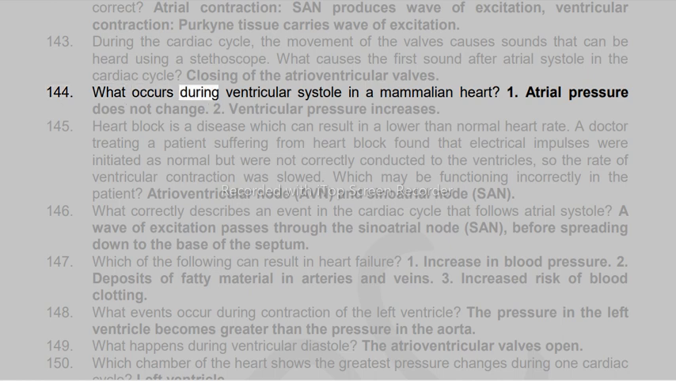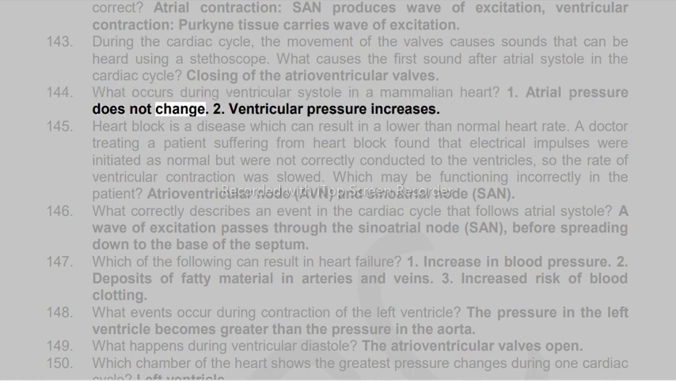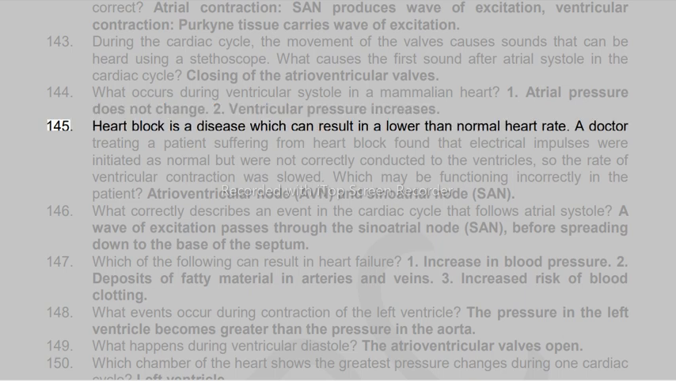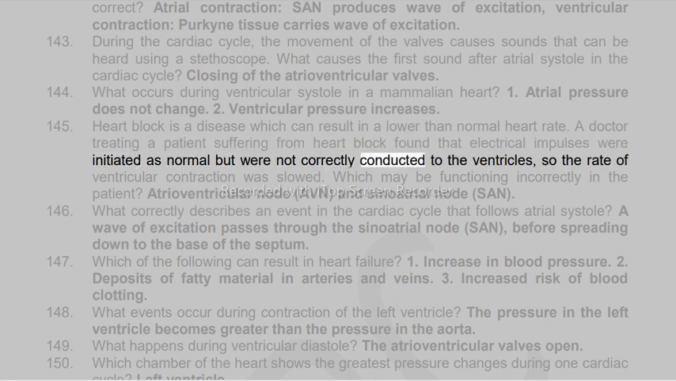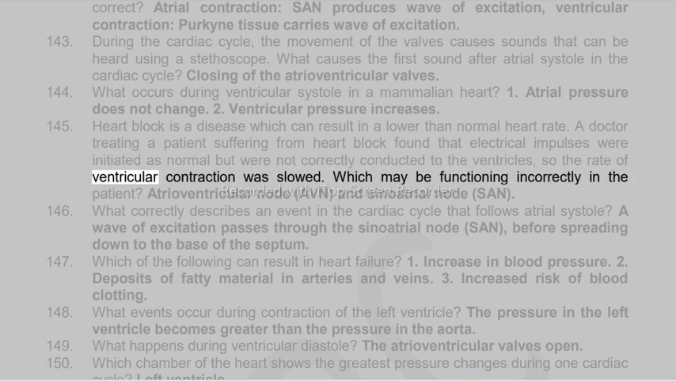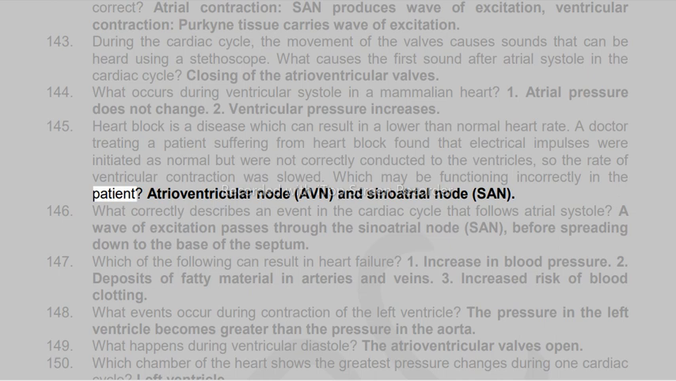144. What occurs during ventricular systole in a mammalian heart? 1. Atrial pressure does not change. 2. Ventricular pressure increases. 145. Heart block is a disease which can result in a lower than normal heart rate. A doctor treating a patient suffering from heart block found that electrical impulses were initiated as normal but were not correctly conducted to the ventricles, so the rate of ventricular contraction was slowed. Which may be functioning incorrectly in the patient? Atrioventricular node, AVN, and sinoatrial node, SAN.